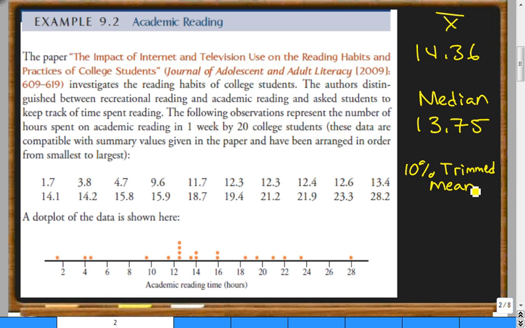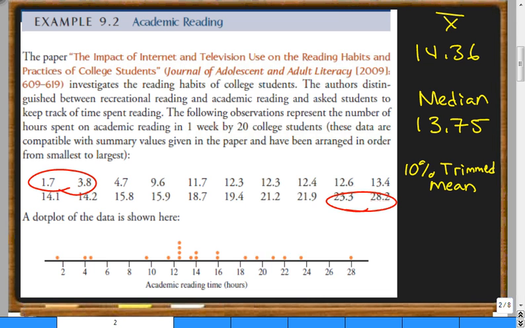So a 10% trimmed mean would mean that we're going to take 10% of the data from the top and bottom. Okay, so let's see, if we did a 10% trimmed mean, of the 20, that means we're taking 2 from the top and bottom. So an easy way to figure this out, we're going to be taking out the bottom 2 and the top 2. Okay, and we're just going to be calculating everything with what's left.